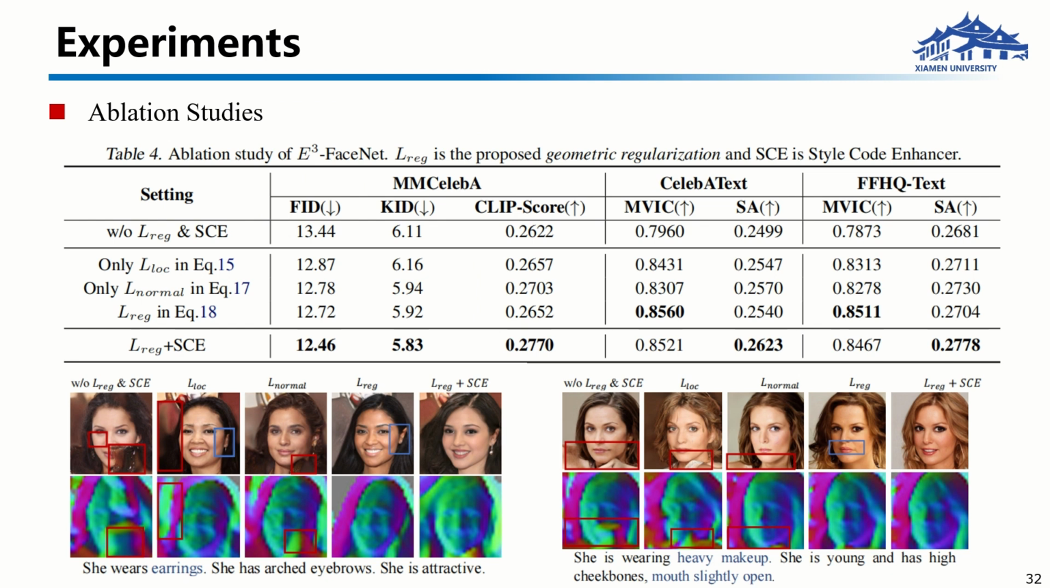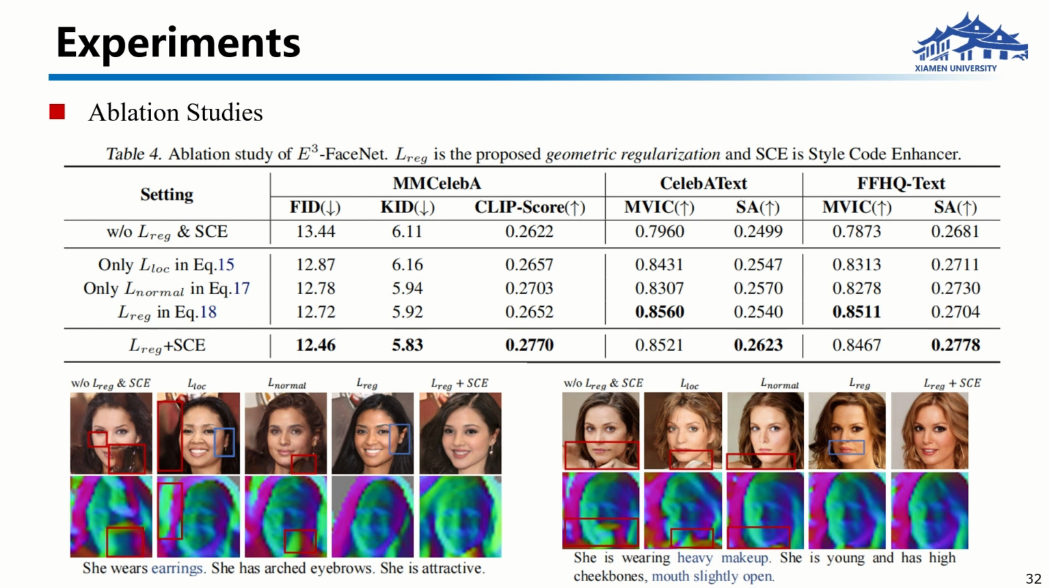We ablate different designs in Table 4. Compared with the plain baseline, the location loss or the normal loss can help the model to generate smooth surfaces and greatly improve multi-view consistency. Meanwhile, their combination achieves better performance. Besides, the introduction of the style code enhancer can inject finer-grained text information into the generation process, as evidenced by achieving the highest semantic alignment score. These results can also be well confirmed in the visualization below.